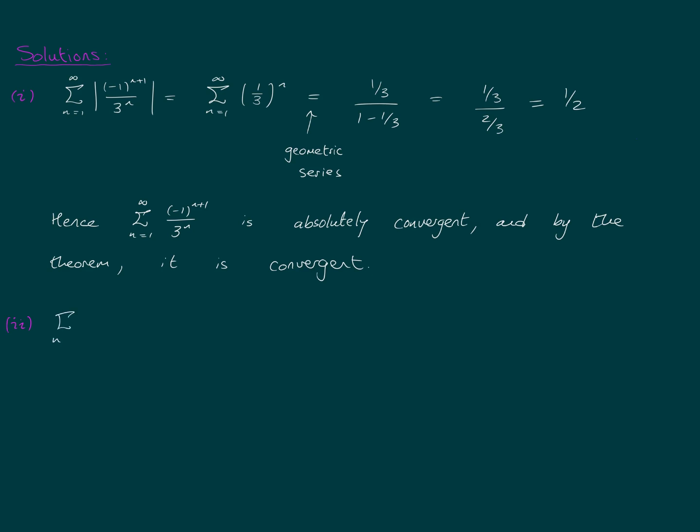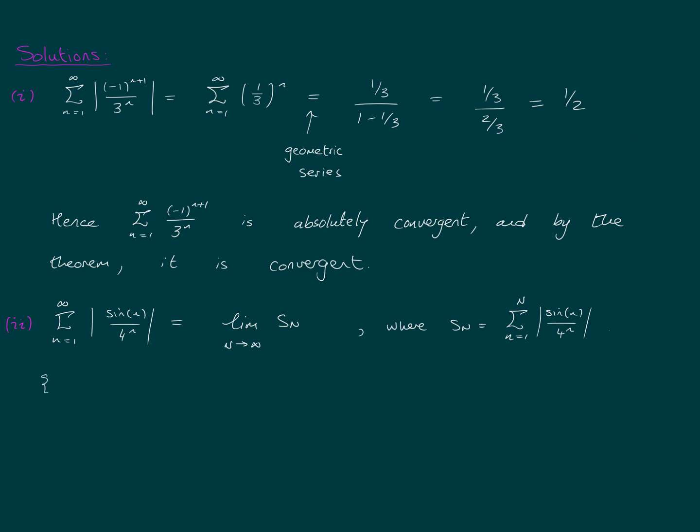Sum n equals 1 to infinity, absolute value of sine n over 4 to the n. Okay, so we have to work a bit harder with this one. Now, what is any series? Any series is a limit of partial sums. What's the definition of a partial sum? Sn is where you add up the first n terms. So n equals 1 to n of sine n over 4 to the n. And we're going to look at the absolute values.